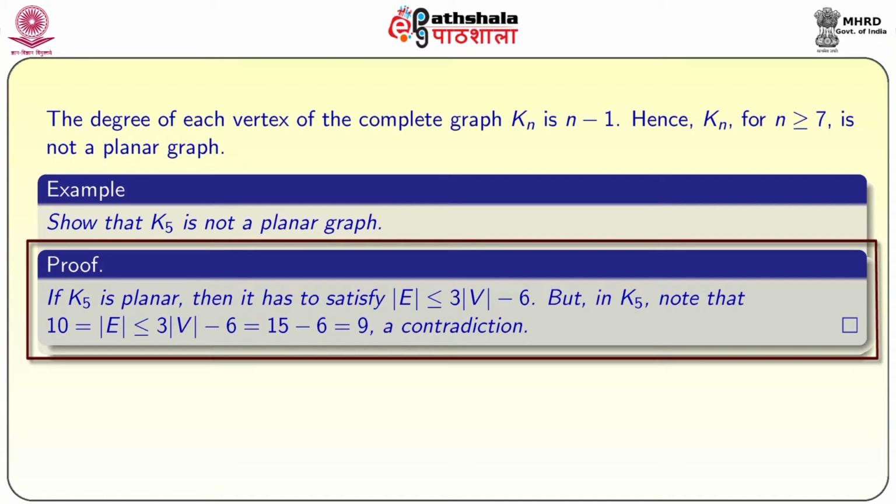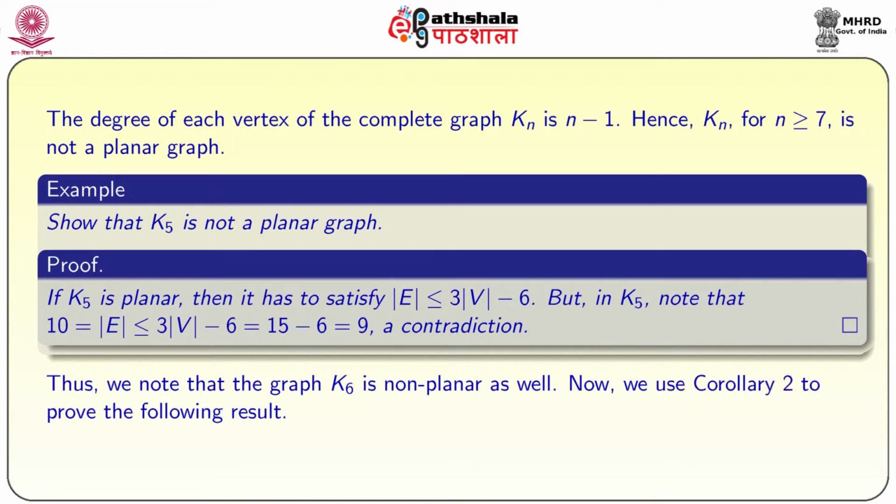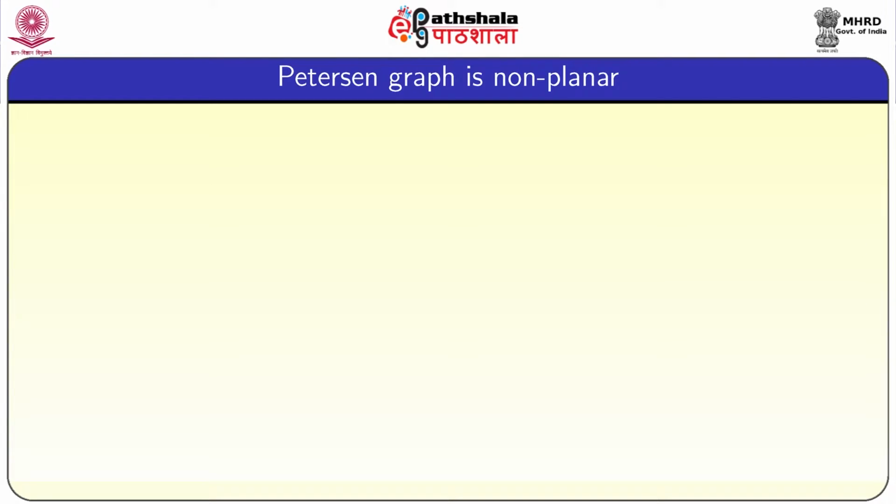If K5 is planar, then it has to satisfy |E| is less than or equal to 3 times |V| minus 6. But in K5 note that the number of edges is 10, the number of vertices is 5. So, 3 into 5 minus 6, that is 15 minus 6, 9. 10 is less than or equal to 9, that is a contradiction. So, K5 is not a planar graph. Thus, we note that the graph K6 is also not planar and so on. Now, we will use corollary 2 to prove that K3,3 is not planar and Petersen graphs are also not planar.